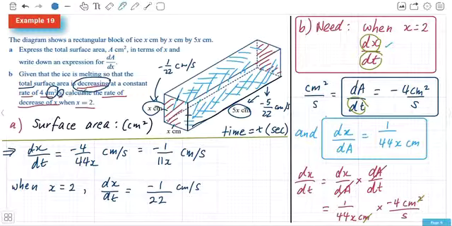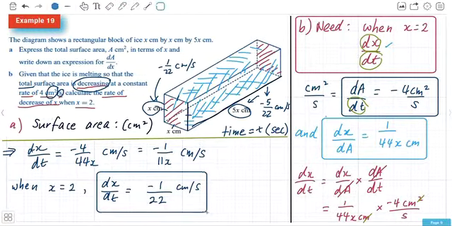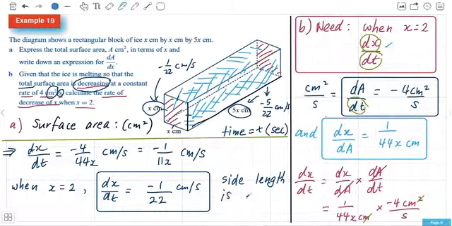So the answer for this question, what is the rate of decrease of x when x is equal to 2? The rate of increase of x, dx/dt at x equals 2, is -1 over 22 centimetres per second. And remember that the negative sign indicates that the side length is decreasing because of that negative sign.